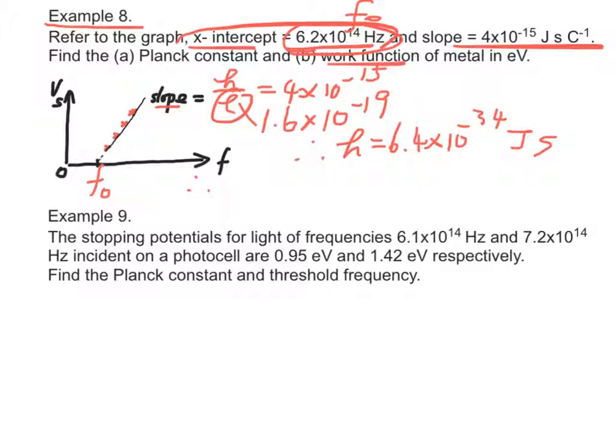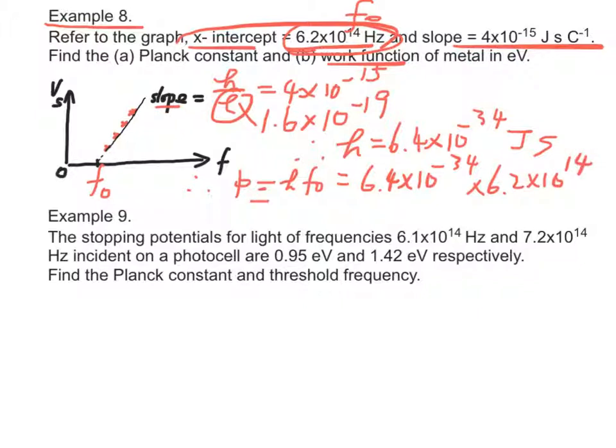Therefore, the work function phi equals hf naught, equal to 6.4 times 10 to the power negative 34 times 6.2 times 10 to the power 14, which is equal to 3.97 times 10 to the power negative 19 joules, or equal to 2.48 eV. That is 2.48 electron volts.